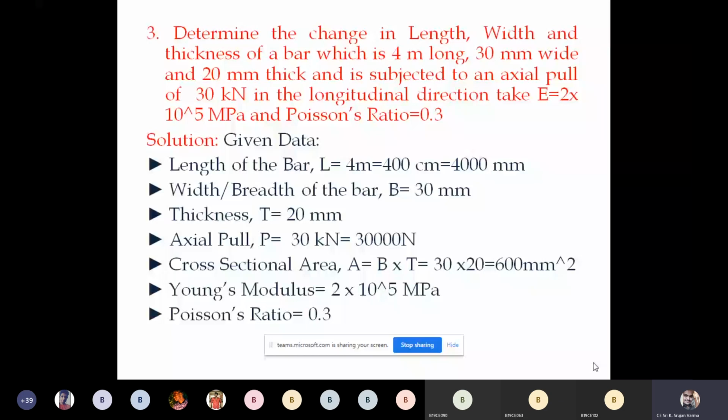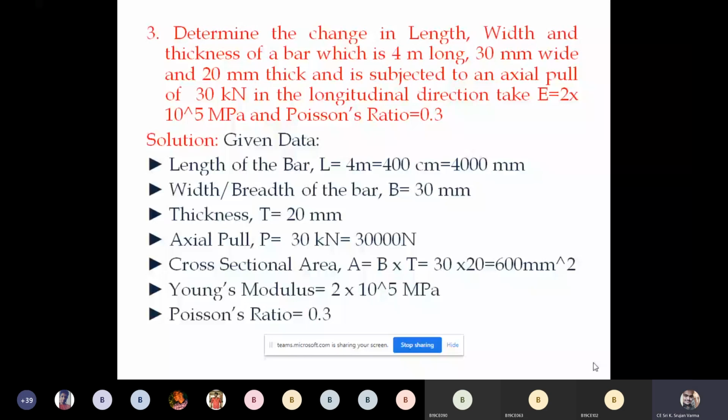Next, we have the cross-sectional area. How to calculate the cross-sectional area? Can I multiply length with the width? No. Cross-sectional area is the width of the section multiplied by the thickness, that is 30 millimeter multiplied by 20 millimeter, that is 600 millimeter square. Now, Young's modulus is given to us as 2 into 10 to the power 5 megapascals.